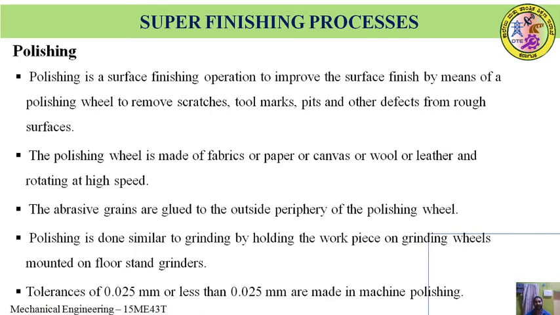All those materials are very soft. They are made up of very soft metal, and it is rotated at very high speed. The abrasive grains are glued on the outer periphery of the polishing wheel. So some abrasive particles are glued or stuck on the outer surface of this polishing wheel. The polishing is done similar to grinding, by holding the workpiece against the grinding wheel mounted on the floor stand grinder. Tolerances up to 0.025 millimeter or less are achieved in machine polishing.